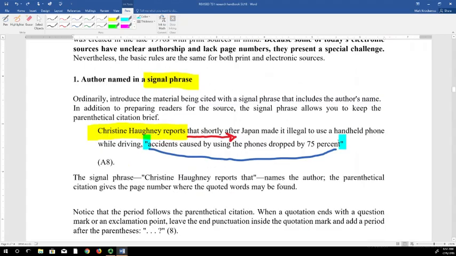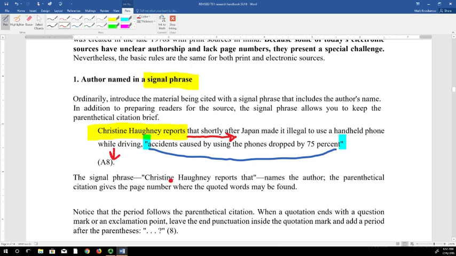So it's perfectly okay to quote, copy word for word, provided that we create a signal phrase. Name the author in the front, open up the quote, and be sure to close the quote. And you'll notice, where does the period go?